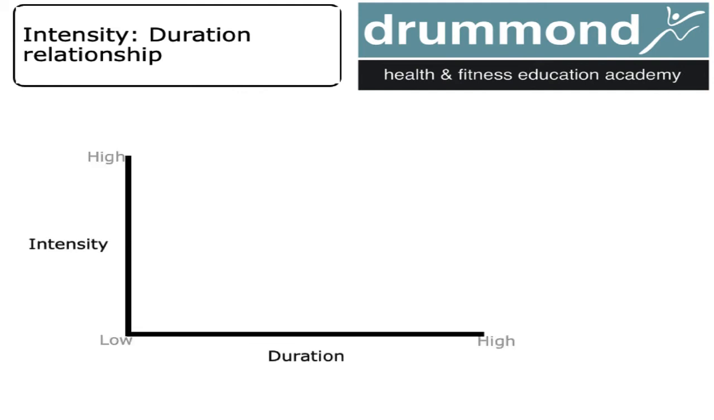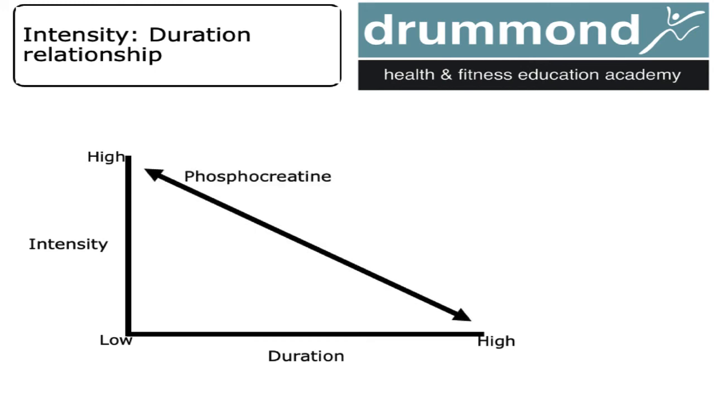Intensity-duration relationship. Just a reminder that the energy system that you use is dependent upon the intensity and duration of the exercise. The creatine phosphate system is used when there's not enough oxygen, therefore it being an anaerobic-based activity, when you're nearing your maximal exertion and when muscles need to generate a lot of force quickly.